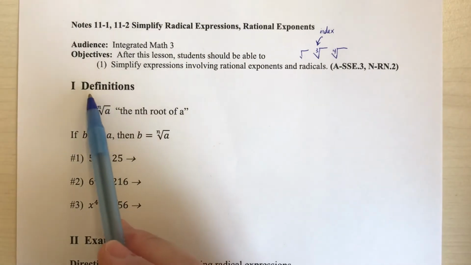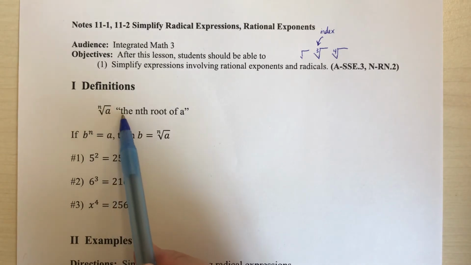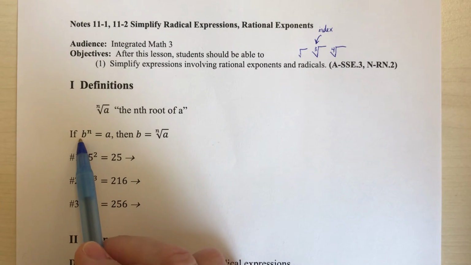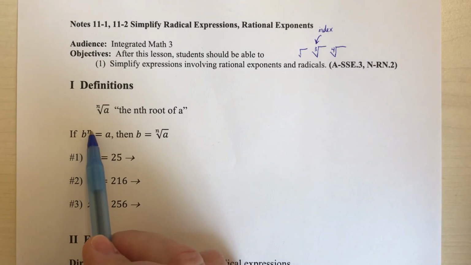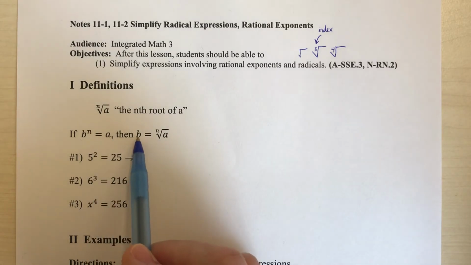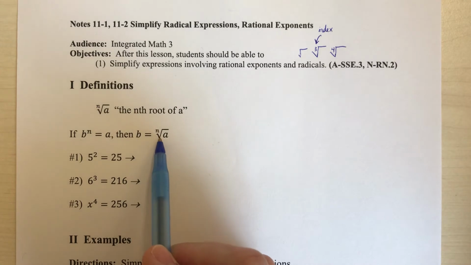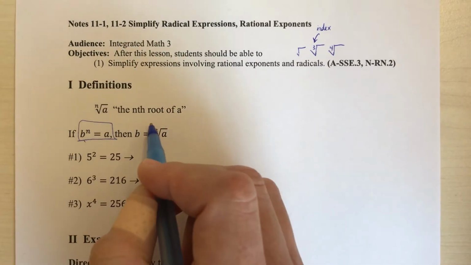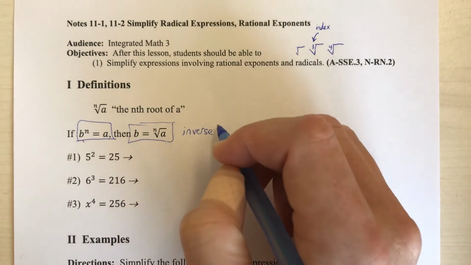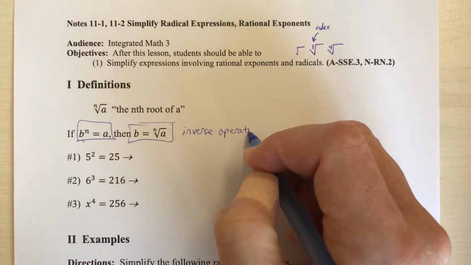So when we look at, so here's our definition, the nth root of a, this is how we read it, the nth root of a, where we're not sure what this number is right here, but it could be anything. It could be square root, it could be cube root, it could be fourth root. The way that we think about this, if we have some number b raised to an exponent and it gives us a value a, then it means that the number for b, the value, is equal to the nth root of a. So again, these are inverse operations. They're saying the same thing, but just from a different direction.